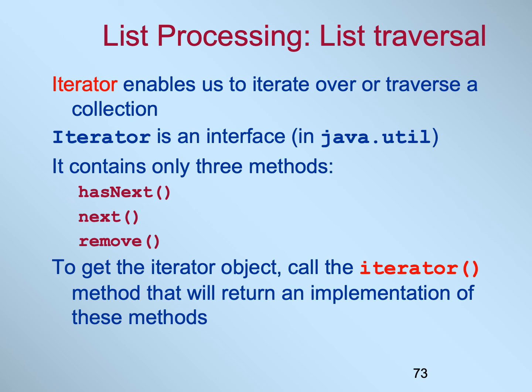List processing, list traversal. Iterator enables us to iterate over or traverse a collection. Iterator is an interface in java.util. It contains only 3 methods, which are hasNext, next, and remove. To get the iterator object, call the iterator method that will return an implementation of these methods.